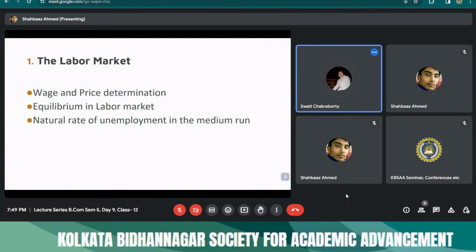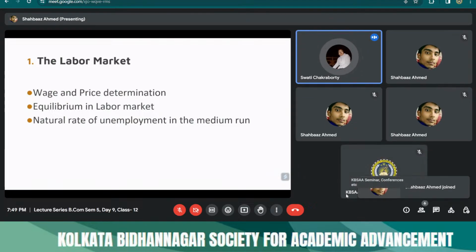Next slide? Okay, so we start with the labor market because we're talking of unemployment and inflation. Unemployment means we are talking of the labor market. So what are the things that we would be covering when we start with it? We will be talking on the wage price determination, the equilibrium in the labor market and the natural rate of unemployment in the medium run. So next slide, please.